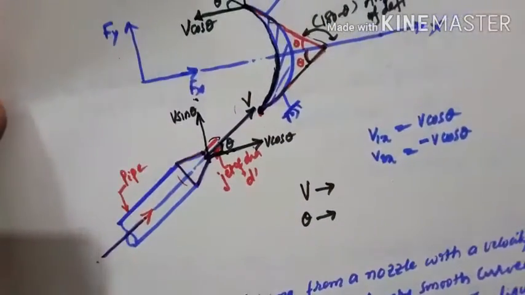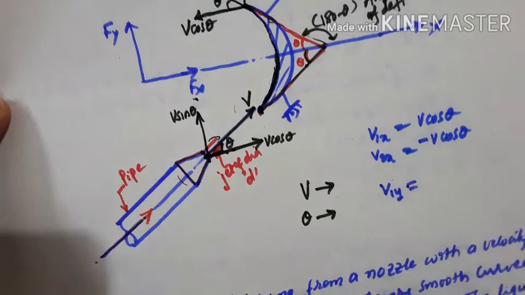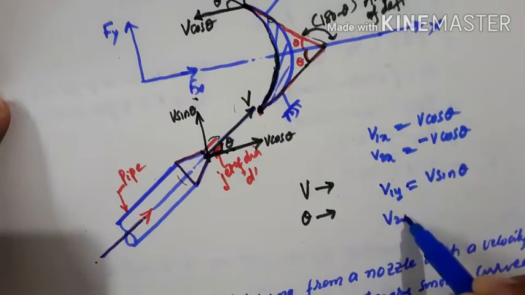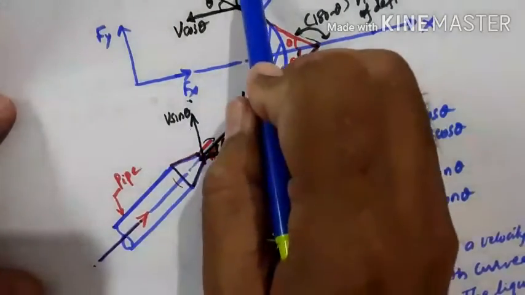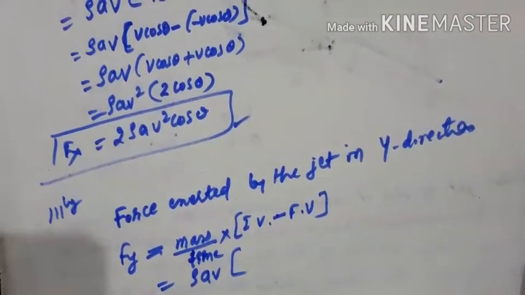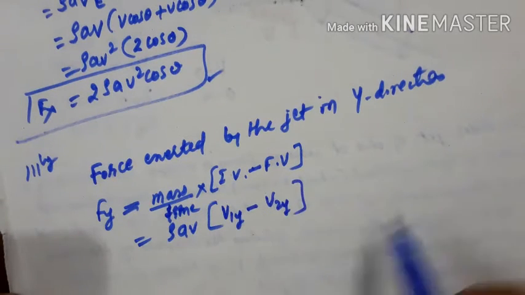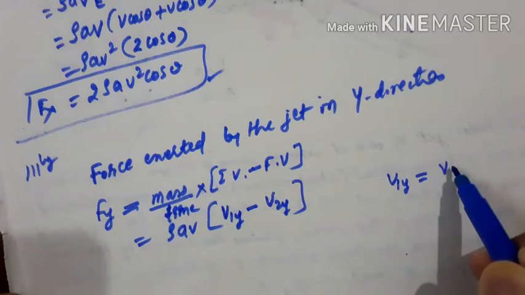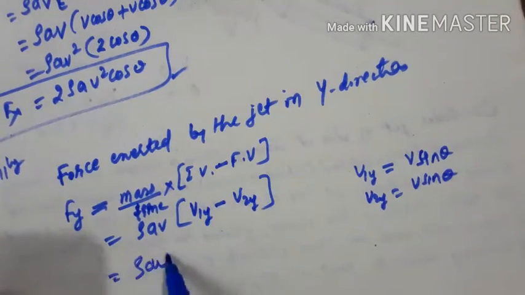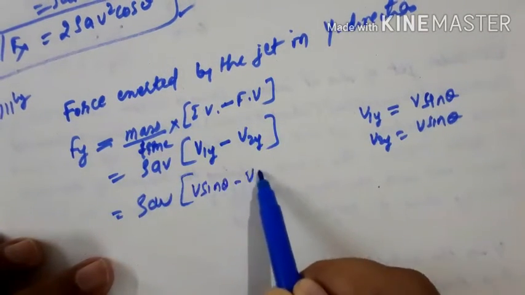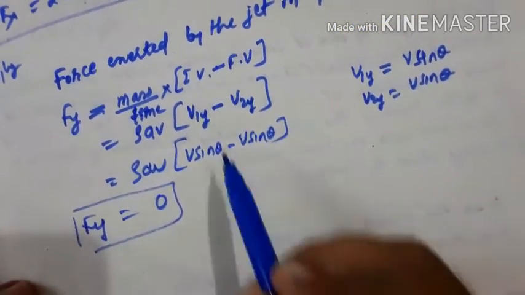Again referring to the figure, I can take v1y in the y direction, that is v sin theta, and v2y, I get v sin theta. So initial velocity in the y direction and final velocity in the y direction. I write v1y minus v2y, where v1y is the initial velocity in the y direction, v sin theta, and v2y is v sin theta. What do I get? Rho a v into sin theta minus v sin theta. So this cancels and the answer will be 0.